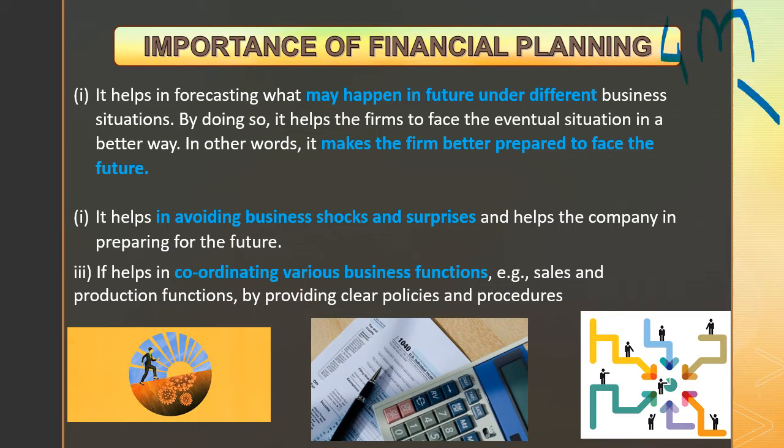Please ensure you are going to learn this answer, because in most of the exams this answer is being asked. If they don't ask this, they ask the two objectives for a 2-marker. So please ensure you're learning this answer. The first one is it helps in forecasting what may happen in the future.